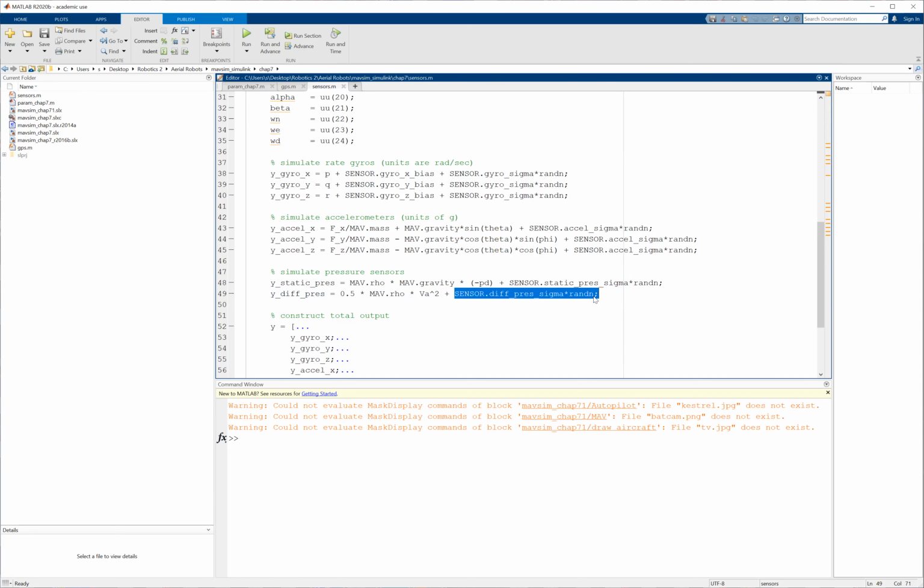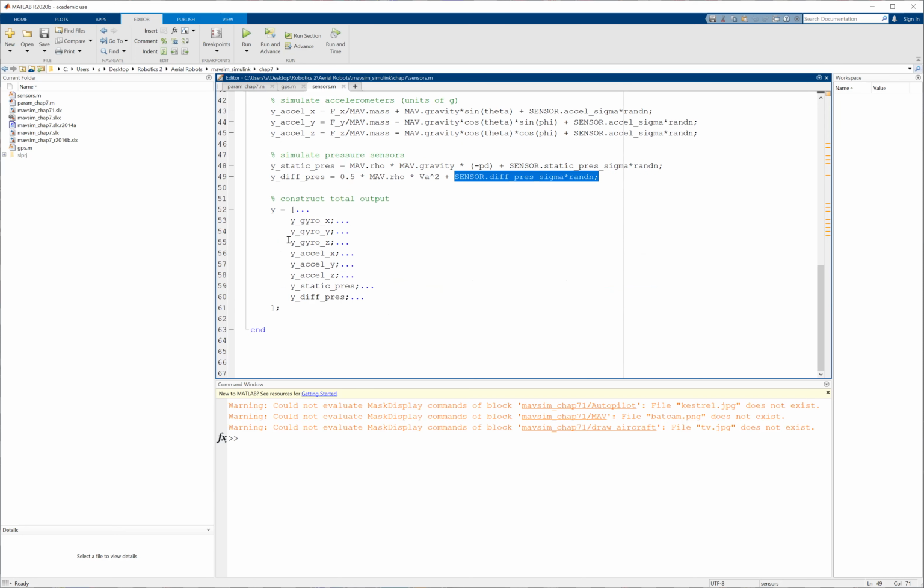And what would come out of your IMU block or sensors block is the corrupted gyro measurement in X direction, corrupted gyro measurement in Y direction, corrupted gyro measurement in Z direction, corrupted accelerometer measurement in X direction, corrupted accelerometer measurement in Y direction, corrupted accelerometer in Z direction, and your static pressure and differential pressure. These two blocks, GPS.m and sensors.m, you will have to construct as user-defined functions and integrate with your existing project.